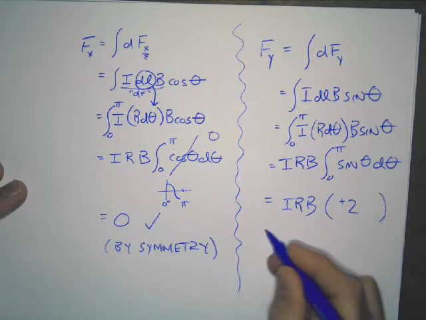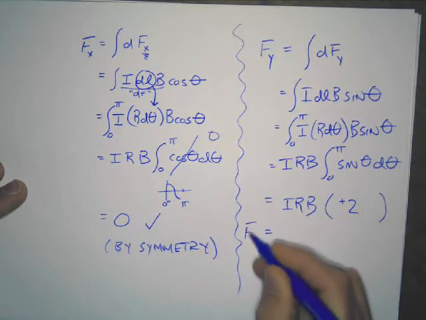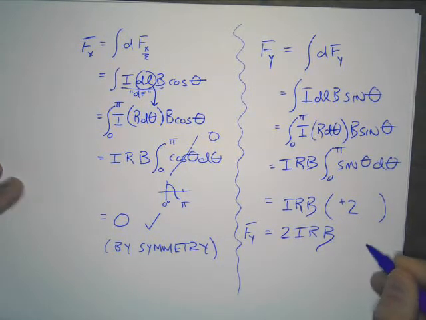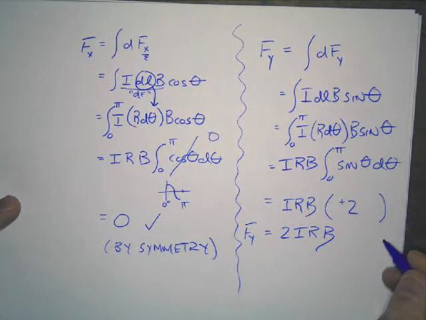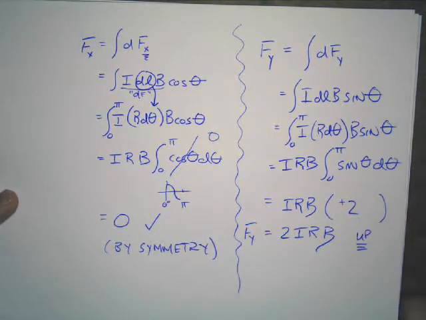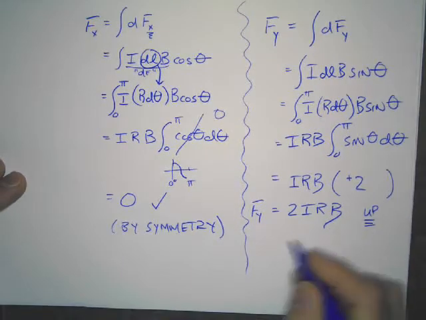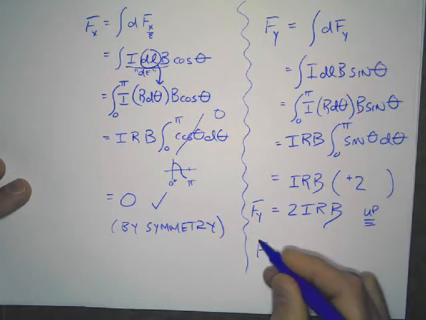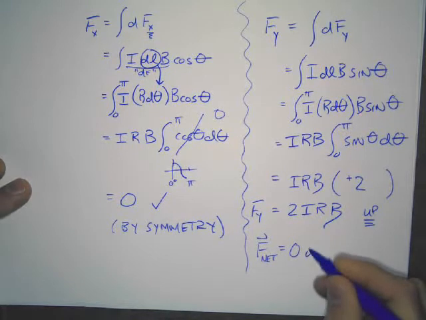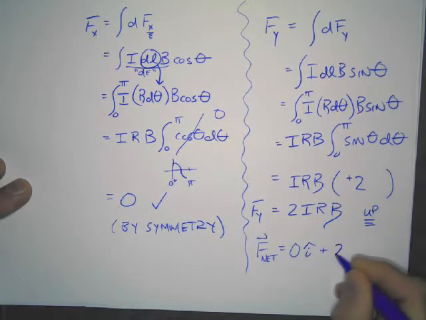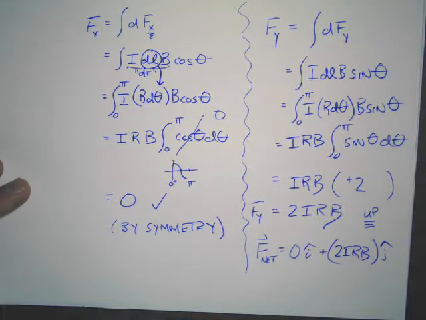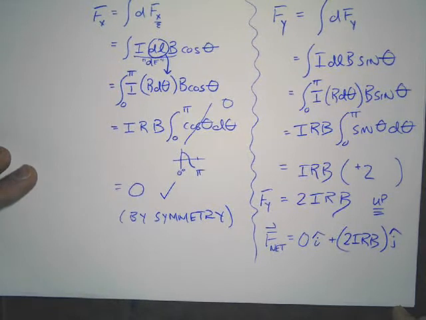Okay. So at the end of the day, what you get is that the force in the y direction is equal to 2IRB. And that, of course, is an upwards force. That's its direction. And that is basically the answer to our problem. So we've solved it. The net force is equal to 0 in the i hat direction plus 2IRB in the j hat direction. And that is what we wanted to get.